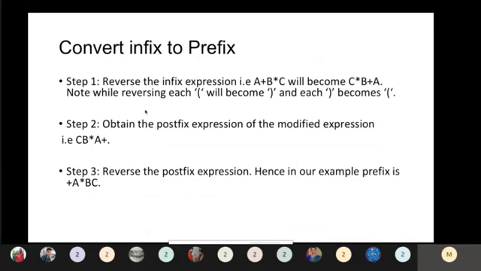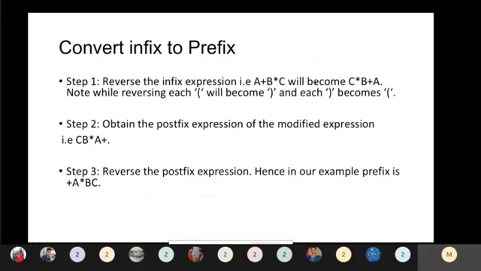This is the question: how to convert from infix to prefix. So first, take the infix expression as it is. Then immediately you have to perform the reverse operation. How to do it? For example, let us take a plus b, then multiplication c. Now we want to perform the reversing operation. So reversing is nothing but what?